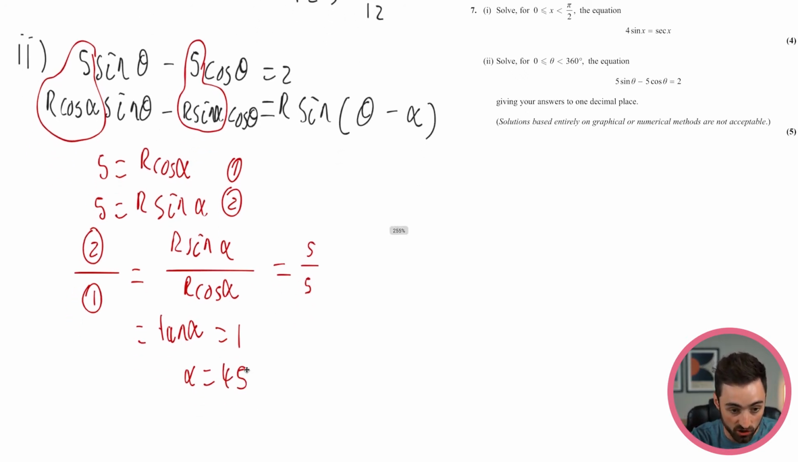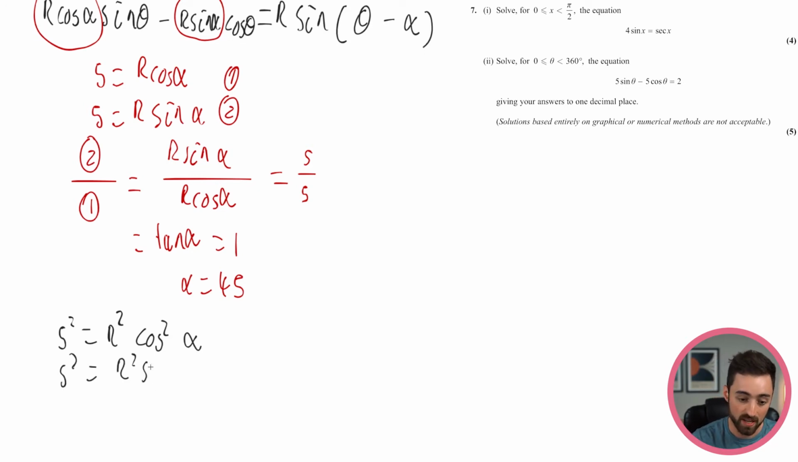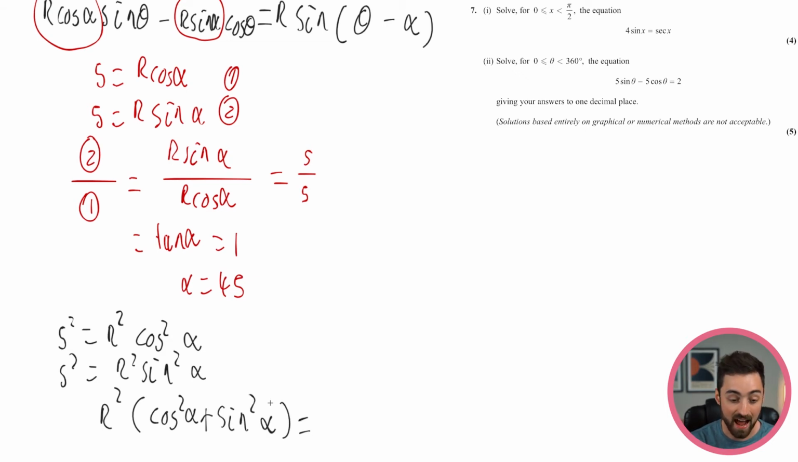What I'm going to do is square both of these equations, and I'll show you why. 5 squared is going to equal r squared cos squared alpha. And similarly, 5 squared is going to equal r squared sine squared alpha from equation 2. I'm going to add these together now and use another trig identity. Adding the right-hand sides, I'd take the r squared out, and I'd get cos squared alpha plus sine squared alpha here. Adding the left-hand sides, 5 squared is 25, and I've got two lots of that, so I'm going to get 50.